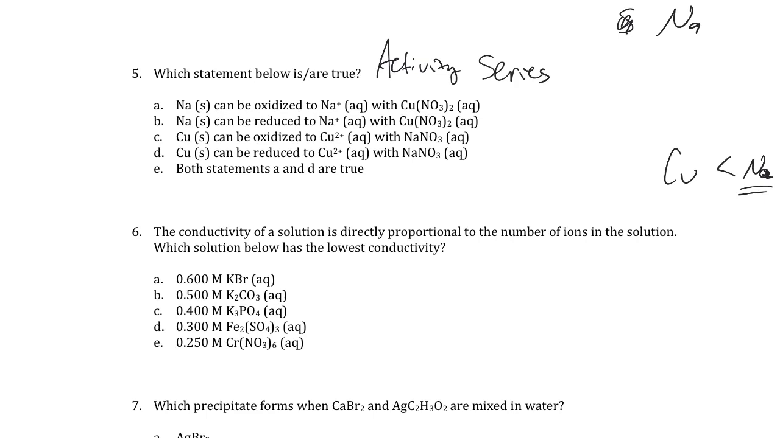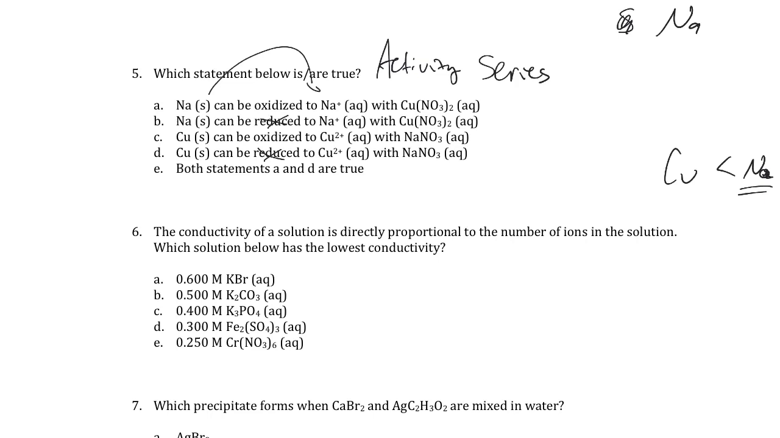Now, part of this also just has to do with terminology. So sodium can be oxidized to sodium plus. If that occurs, that is an oxidation reaction. That would not be a reduction reaction. So sodium cannot be reduced to sodium plus, because reduction is the gaining of electrons. To go to sodium plus is the loss of electrons. Okay, so then copper cannot be reduced to copper 2 plus either, for the same reason.